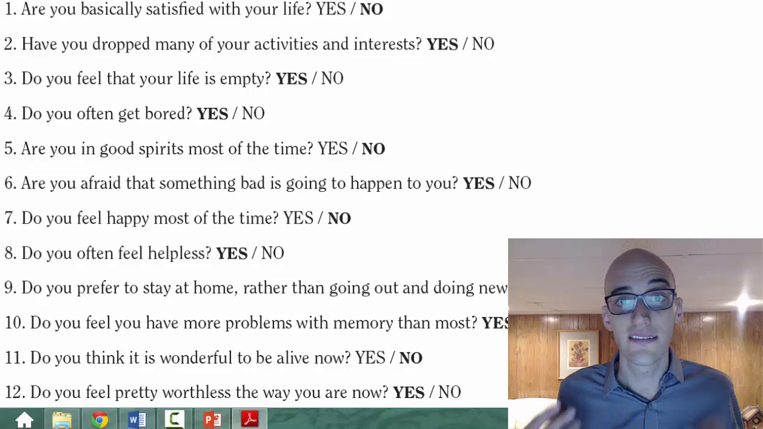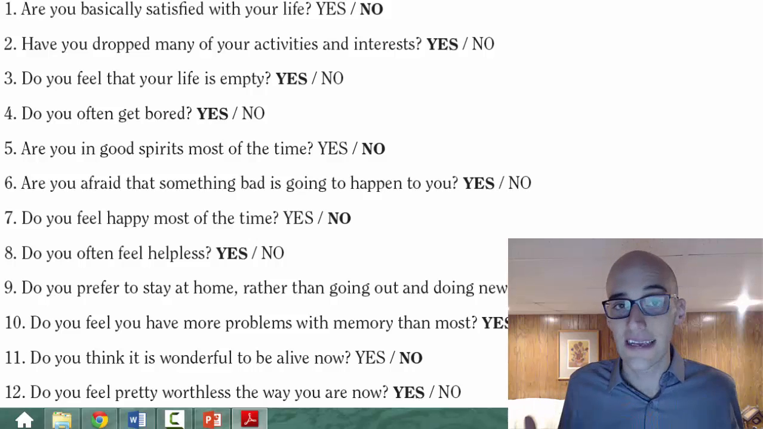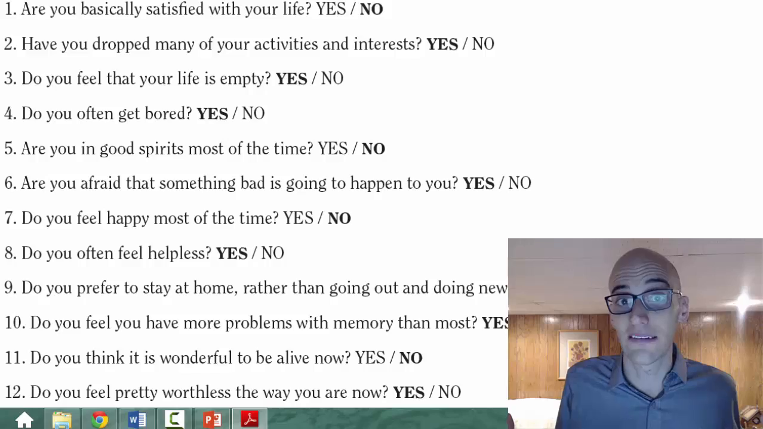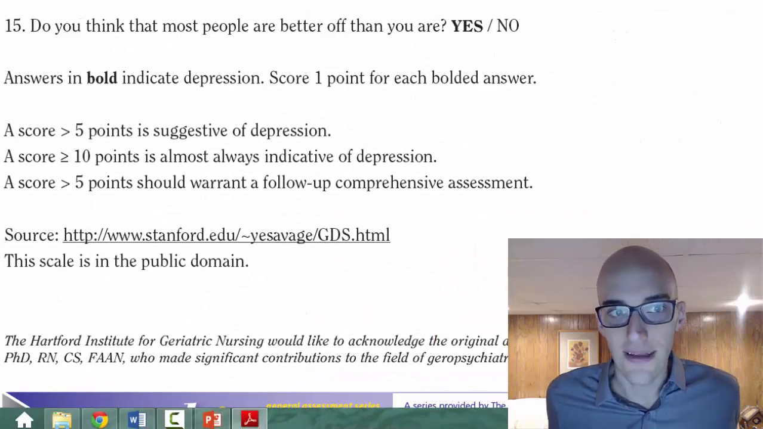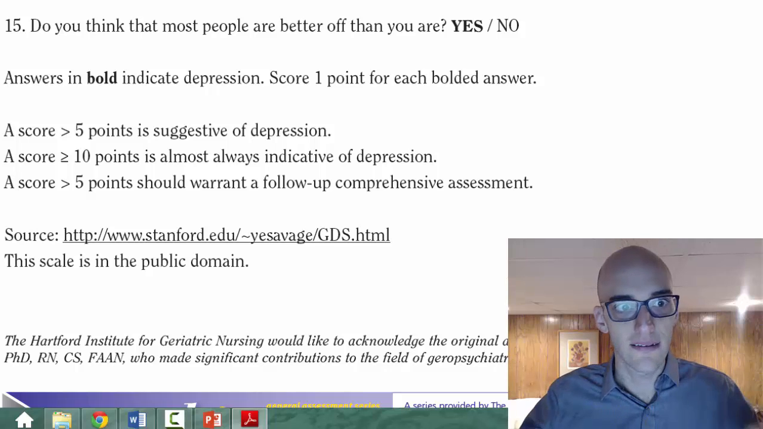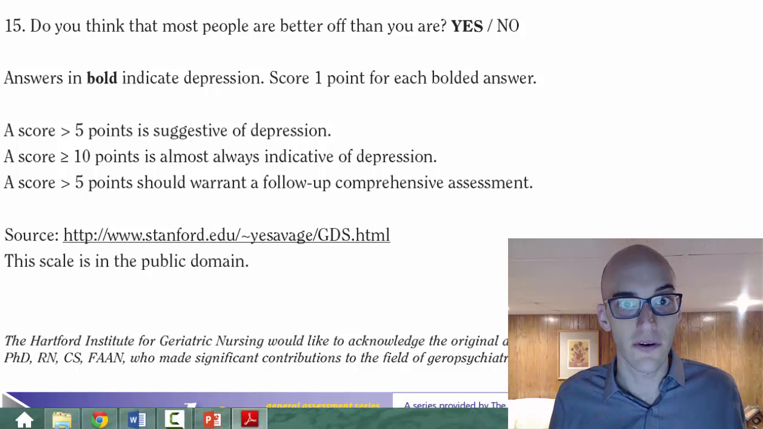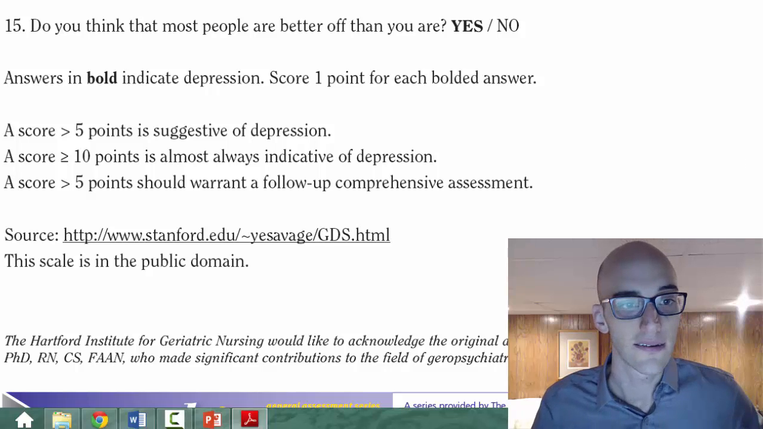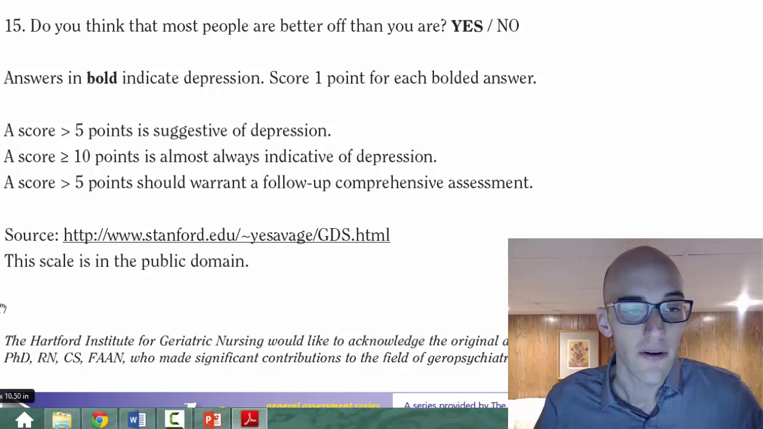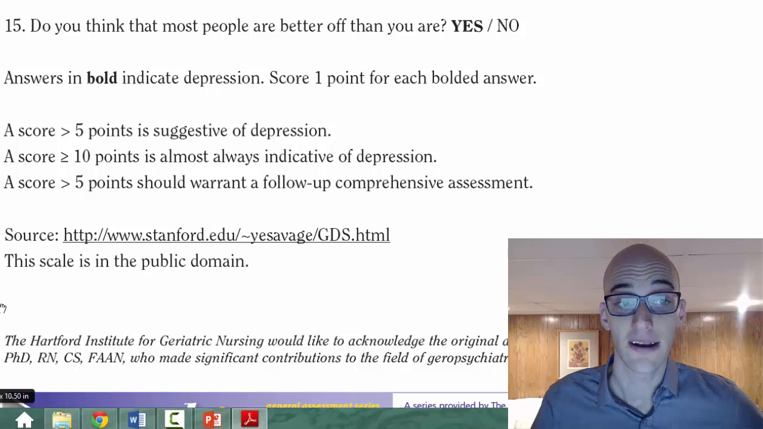So a question to you, does this seem like it has good face validity? I would say yes. All these seem to look like they're measuring depression for geriatric clients. And so then what would you do with this? How would you score it? And you can see that there's some description of the scoring cutoff for this measure. It says the answers in bold indicate depression. Score 1 point for each of the bolded answers. So if you've got a score of above 5 points, it's suggestive of depression.